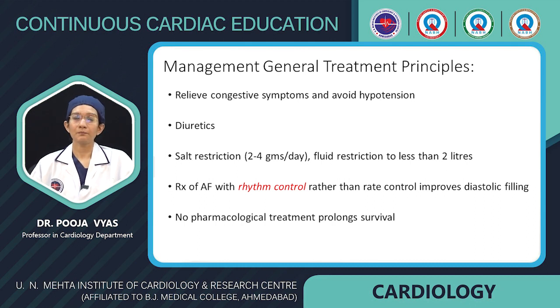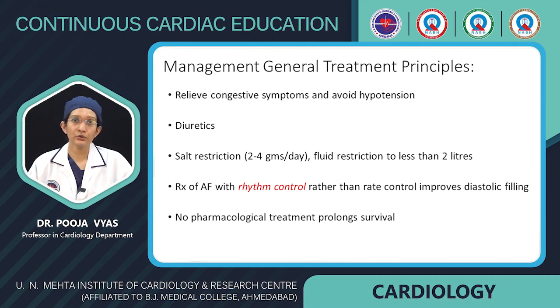The general management principles in patients with restrictive cardiomyopathy are that we should relieve congestive symptoms with diuretics, and at the same time we should try to avoid hypotension. These patients are prone to develop hypotension. So diuretics should be given. The patient should be advised salt restriction up to 2 to 4 grams per day, and even fluid restriction up to 2 liters per day should be given.